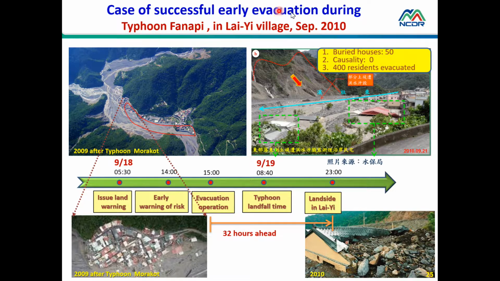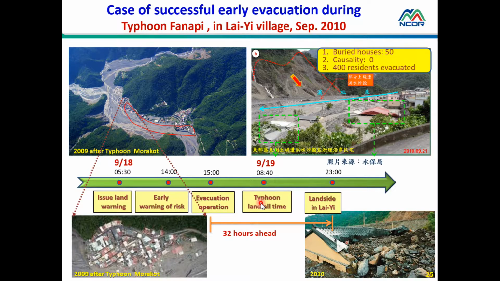A year later, in 2010, another typhoon, Typhoon Fanapi, was coming toward this region. We know its high vulnerability in this region. So look at the time sequence. In the afternoon of September 18th, we issued a land warning, and in the same afternoon, at 2 p.m., we gave some early warning of the risk. Luckily, an hour later, they followed instructions to conduct evacuation.